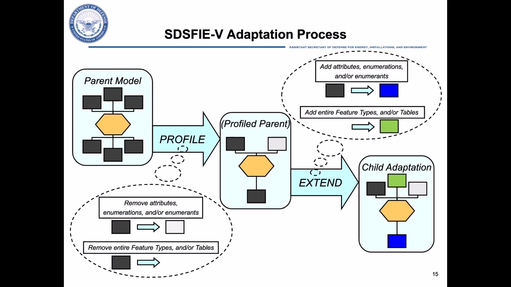gold. All of the 3 main steps of the adaptation process, profile, extend, and change, allow a component the flexibility to shape the gold model to meet its unique mission requirements, while maintaining the consistency that ensures interoperability with the data from other components.